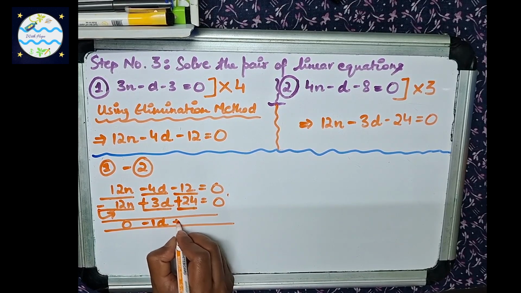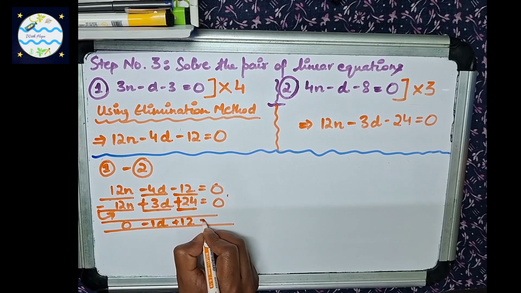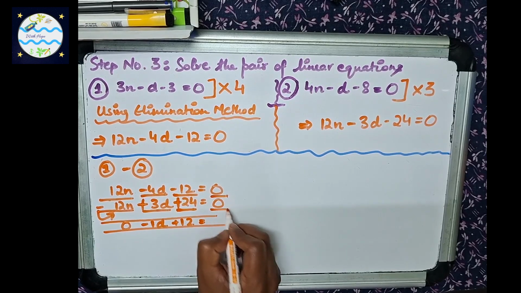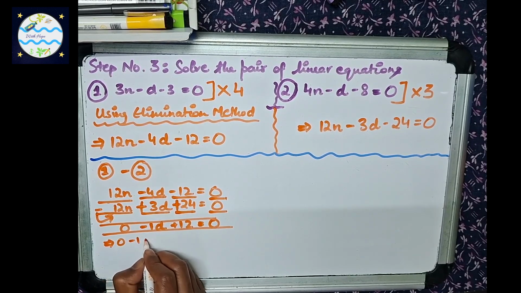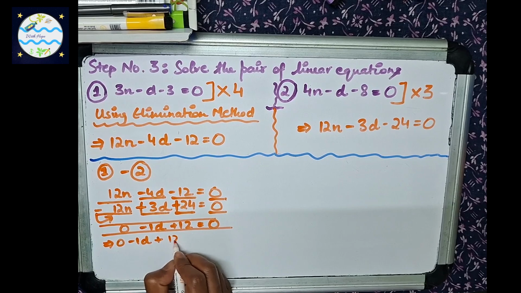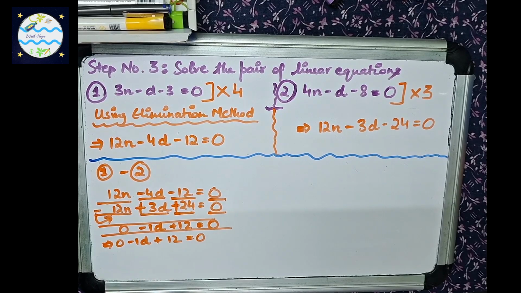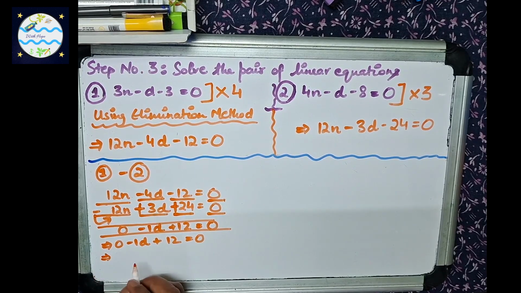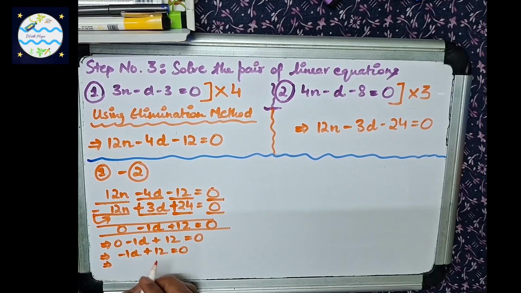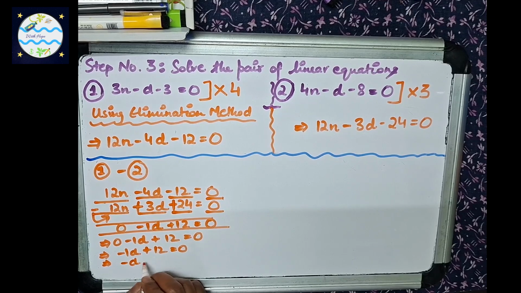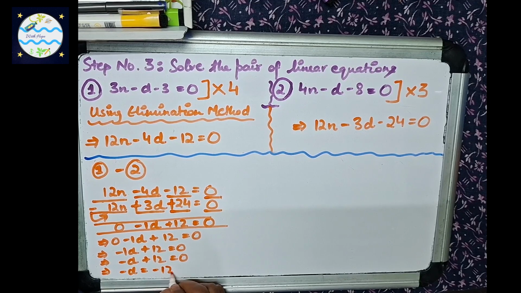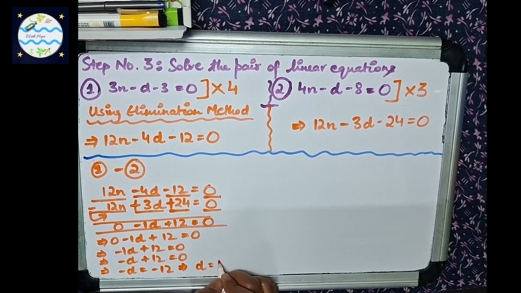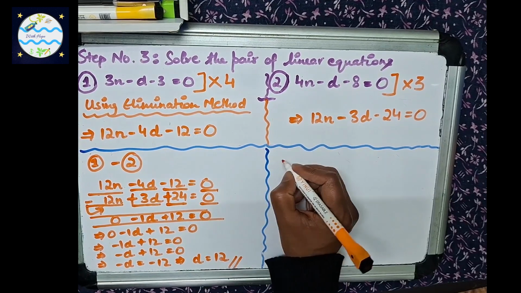On the right hand side, 0 and 0 will give us 0, which implies 0 minus 1d plus 12 is equal to 0, which implies minus 1d plus 12 is equal to 0, which implies minus d plus 12 is equal to 0, which implies minus d is equal to minus 12, which implies d is equal to 12.